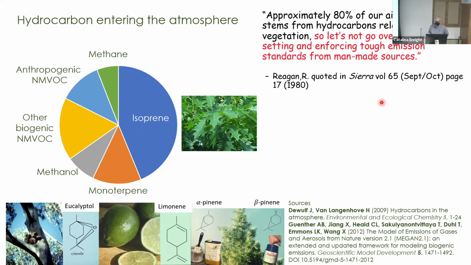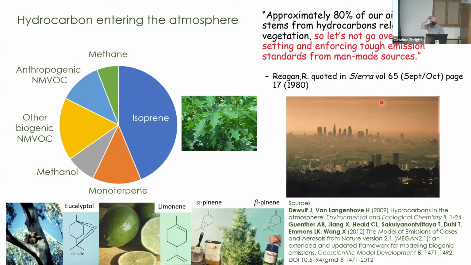Now, recognizing this, it was a presidential candidate back in 1980. So for people of a certain age, we all remember this. Ronald Reagan said 80% of our air pollution comes from hydrocarbons released by vegetation. So let's not go overboard in setting and enforcing tough emission standards from man-made sources. And when you follow that, you get this kind of thing. And I will say, I don't think it's all the trees in Los Angeles that makes Los Angeles look that way. So what is the issue?